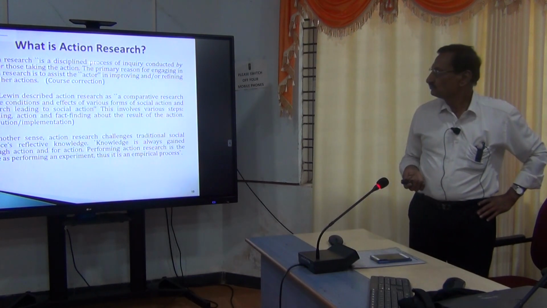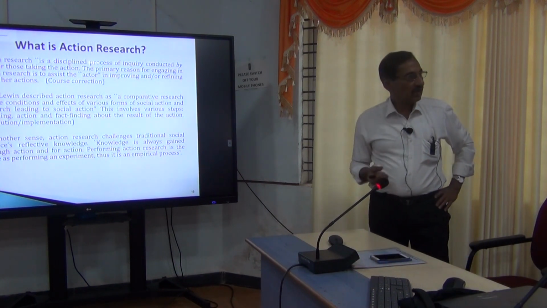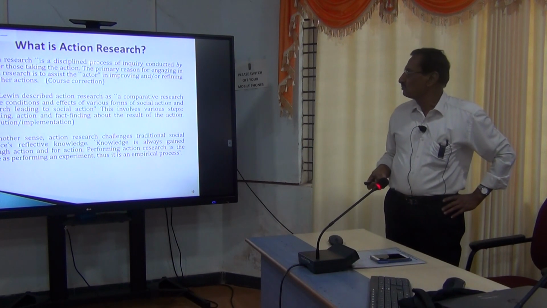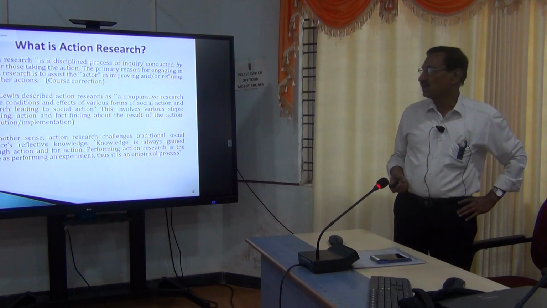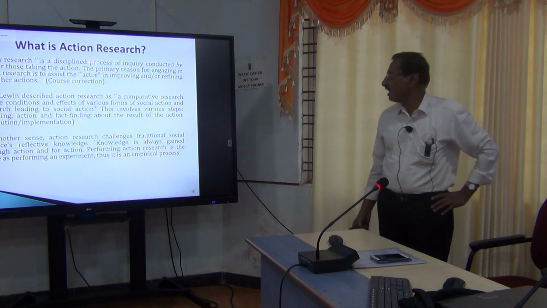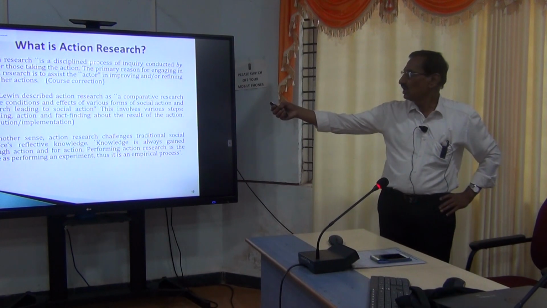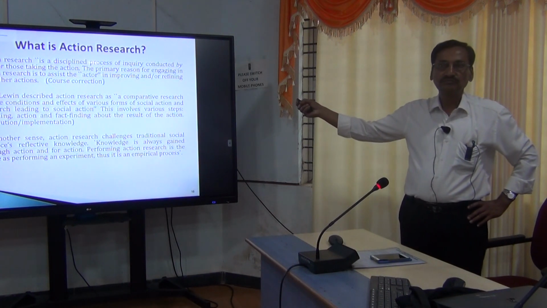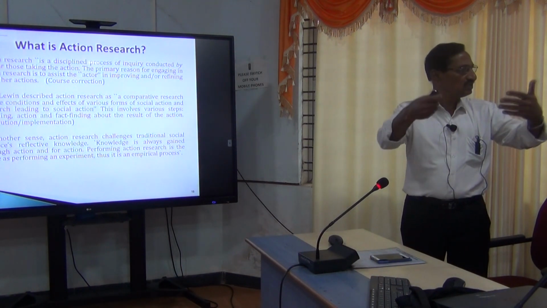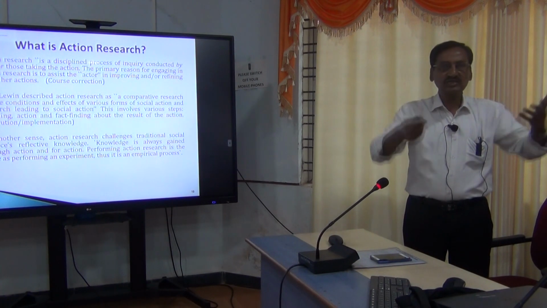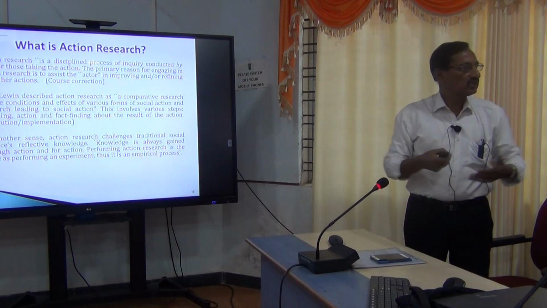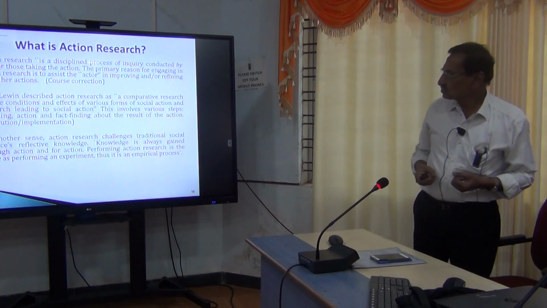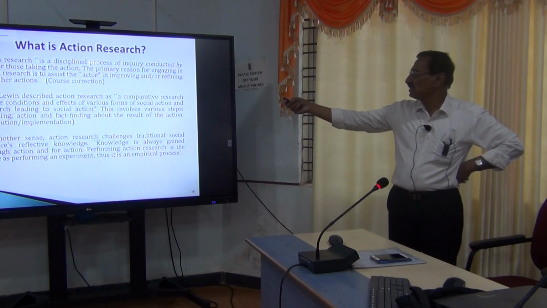Kurt Lewin, who coined the word action research, according to him, action research is a comparative research on the conditions and effects of various forms of social action, and research leading to social action. Social action meant for individuals, research on individuals and society, a group of individuals. So that is social action for the people.